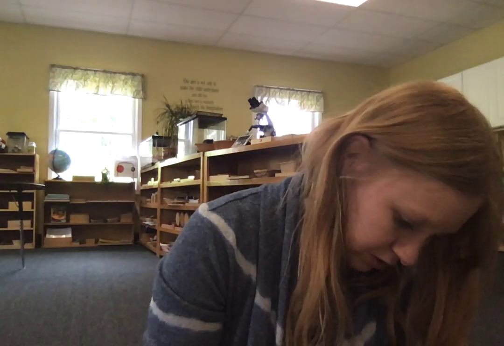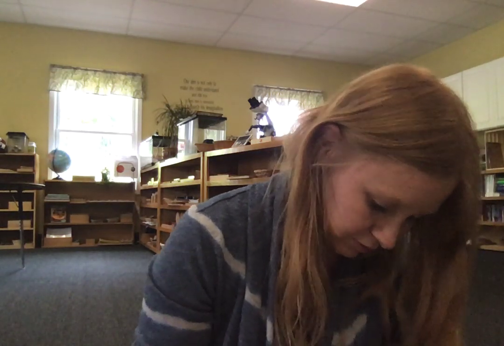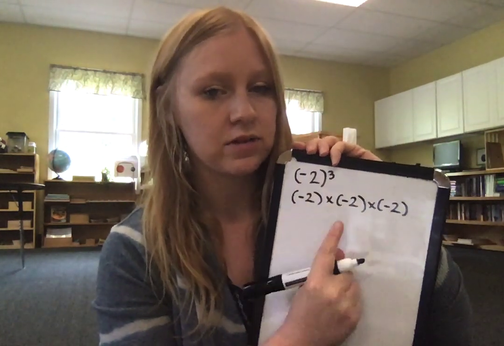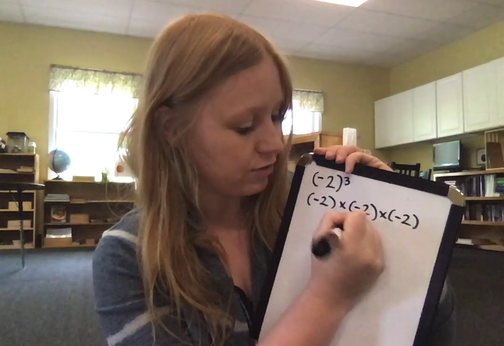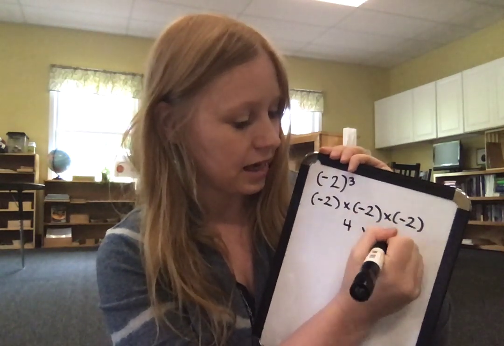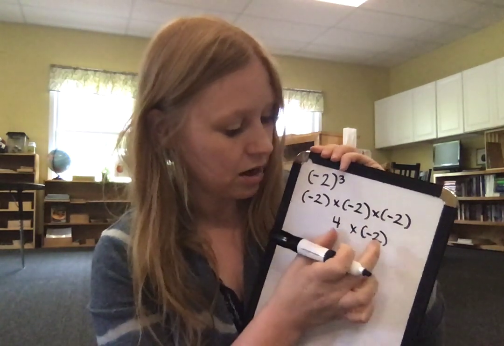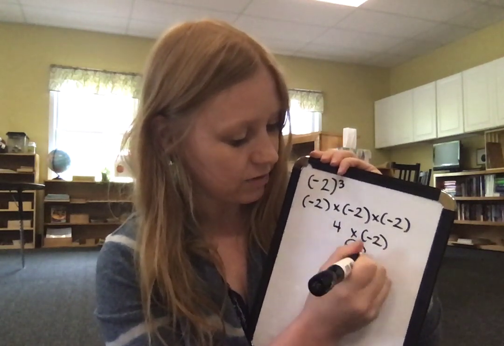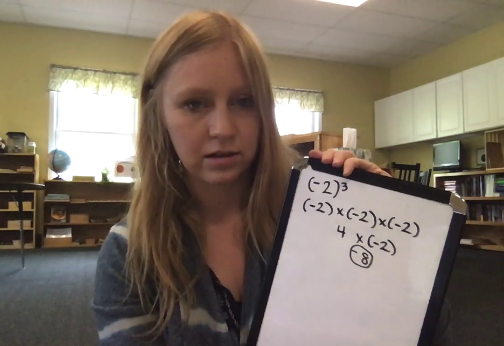Negative 2 cubed, which means negative 2 times negative 2 times negative 2. So negative 2 times negative 2 is positive 4 times negative 2. A positive times a negative gives us a negative, and the answer is negative 8. Looking at number 3.